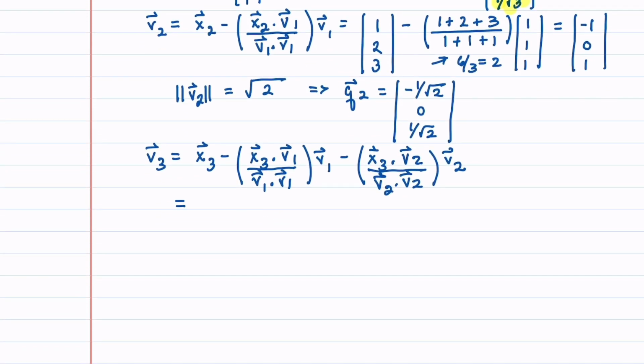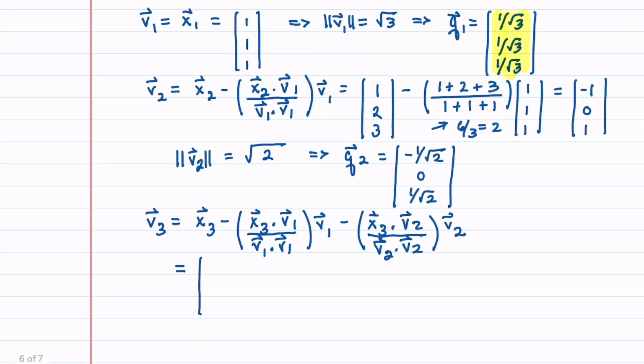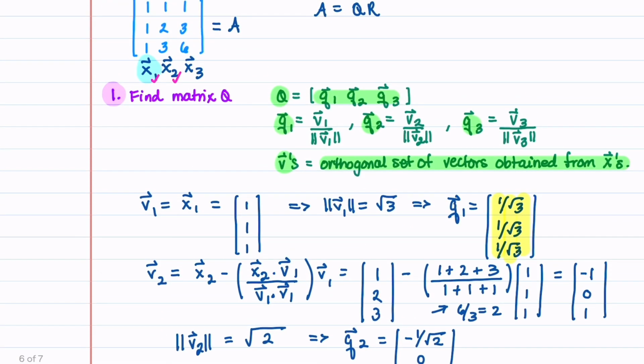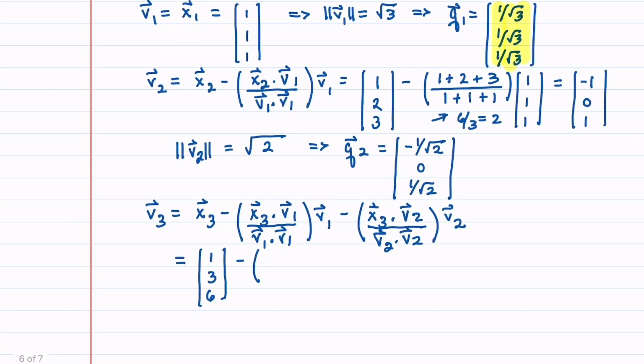Our v3 is then going to be x3. Let's look back up and see what that is. x3 is 1, 3, 6. Minus x3 dotted with v1. So let's go back up to the top. x3 dotted with x1 is 1 plus 3 plus 6. And I think we've already done v1 dotted with v1. We have. That was up here. And that gave us a value of 3. So we can just go ahead and reuse that and put down 3. And that multiplies vector v1, which was 1, 1, 1.